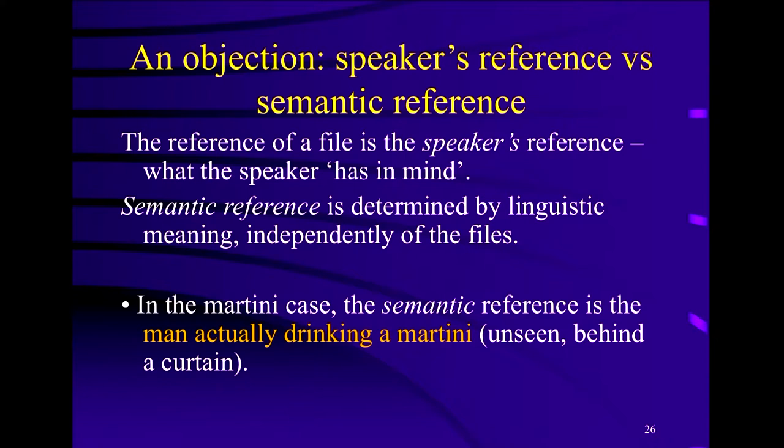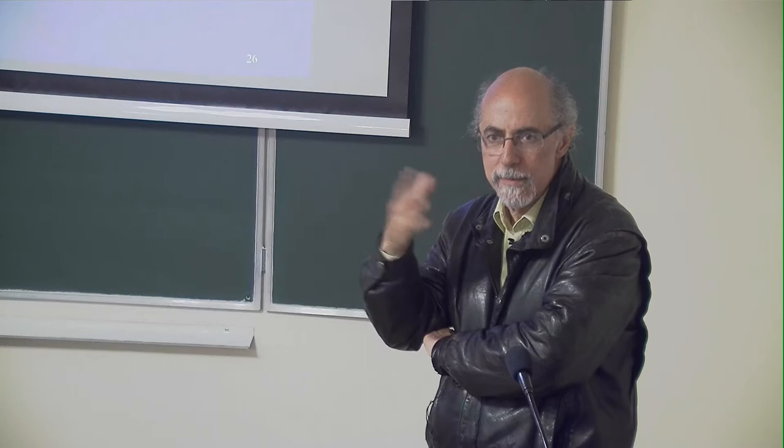So when I'm asking a question about the man drinking a martini, in Donnellan's example, the individual I have in mind is the guy I'm looking at who holds a martini glass. He's the speaker's reference. He's the person I have in mind, the person I'm talking about. But is he the semantic reference of the description, the man drinking a martini? No. The people who maintain this distinction between semantic reference and speaker's reference say that the semantic reference is precisely whoever, if there is such a guy, is uniquely drinking a martini.